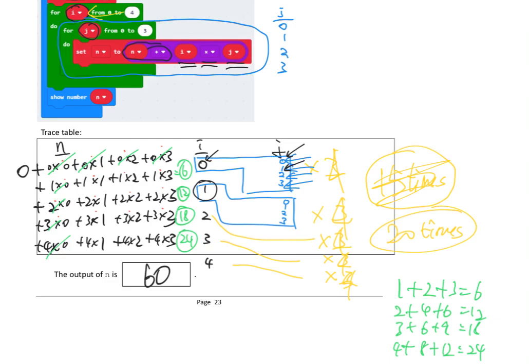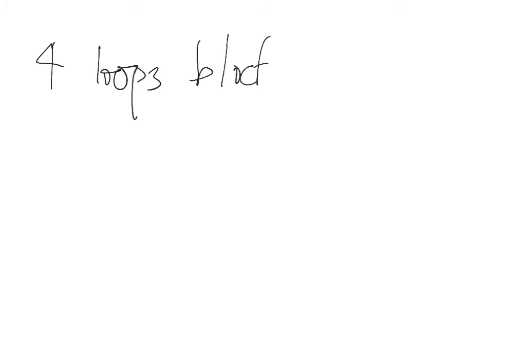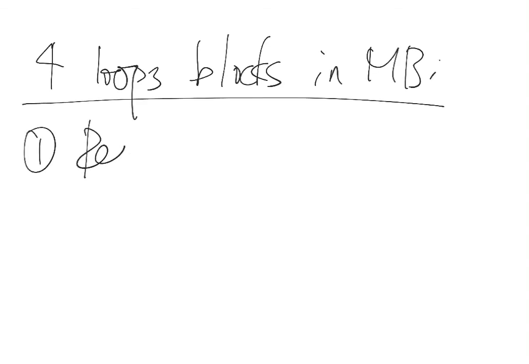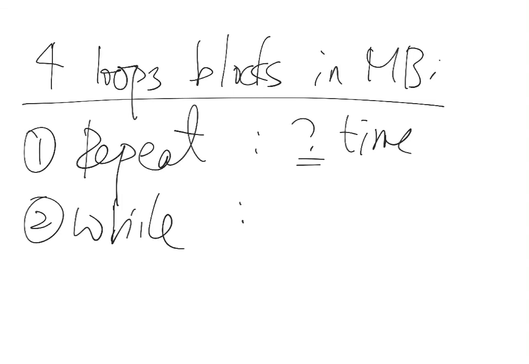Okay, so that's the end of this chapter. So a very brief summary. For this chapter, we have learned 4 loop blocks in microbit. Okay, so the first is repeat. So it will repeat a question mark times because you should enter the question mark by yourself. Second, while, that should have a comparison, to decide whether the loop will go again, keep going, or stop.